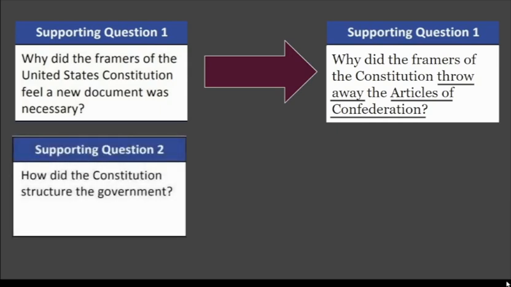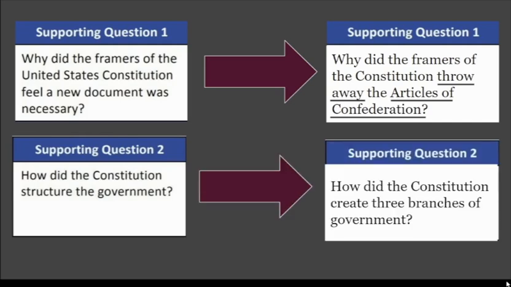So I wanted to make sure that it was in there. And then the second question, how did the Constitution structure the government? I changed to how did the Constitution create 3 branches of government?